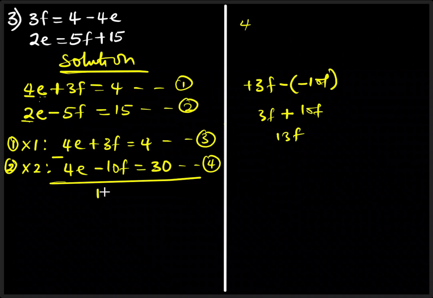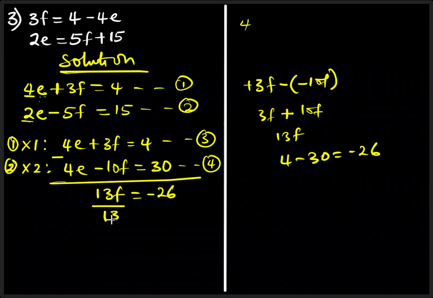So we'll be having 13f here. And then 4 minus 30 will give us minus 26. So we'll have equal to minus 26. And then we divide both sides by 13. So our f is equal to what? Our f is equal to minus 2.